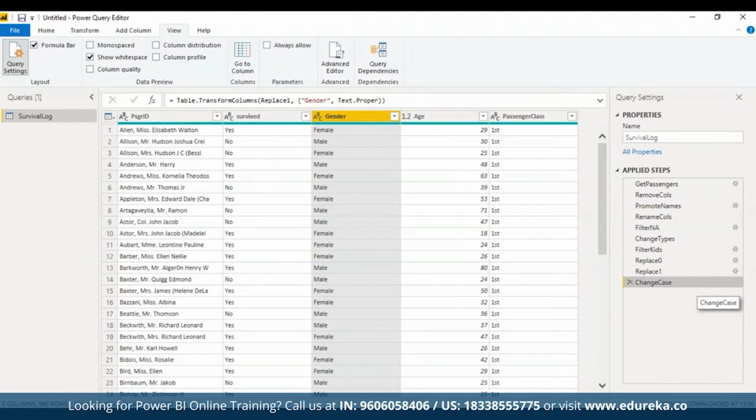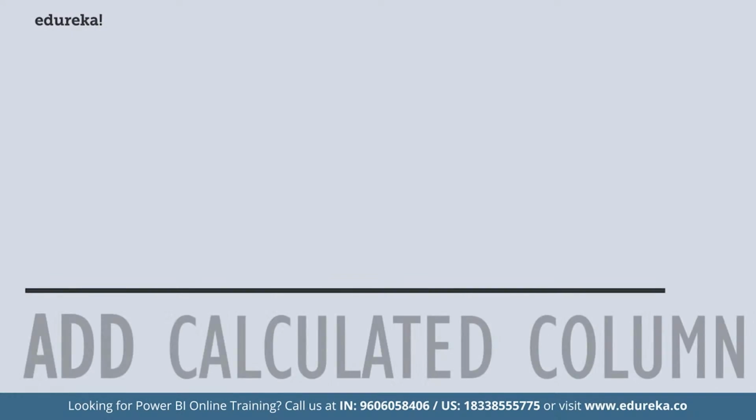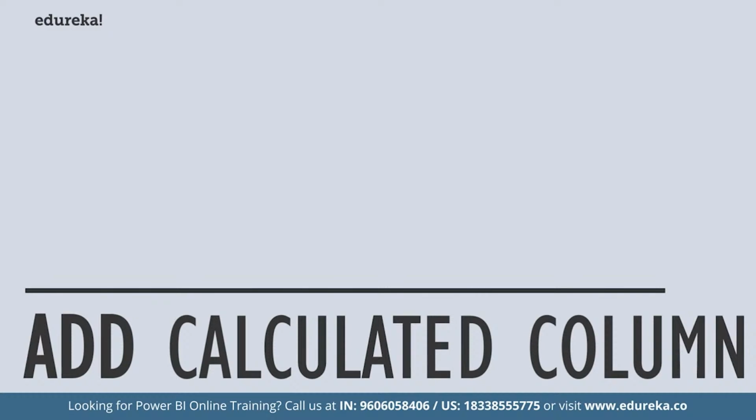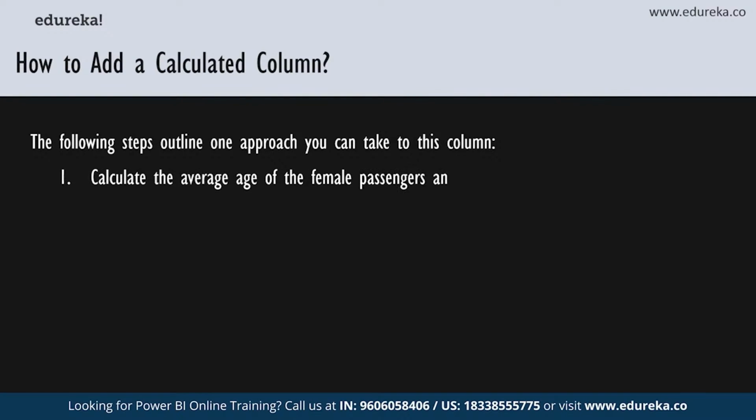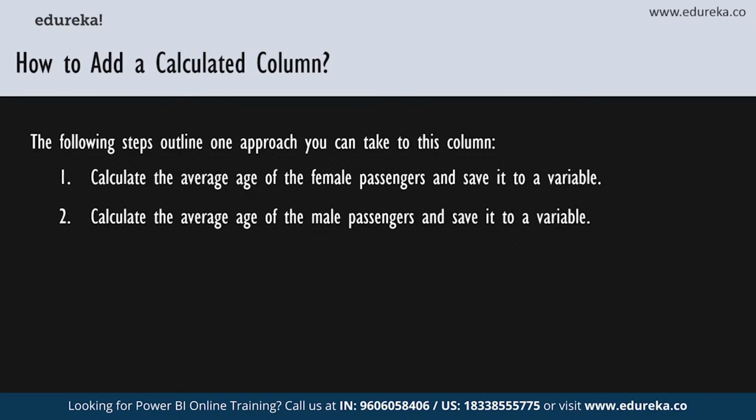Now, up to this point, each procedural step in your let statement represents a discrete action that is built on the preceding step. In some cases, however, you might need to structure your steps in a way that is not quite so linear. For example, you might want to create a calculated column that shows the difference between, say, a passenger's age and the average age for that person's gender. So for that, we need to first calculate the average age of the female passengers and save it to a variable, then calculate the average age of male passengers and save it to another variable. Or you can do it vice versa as well.